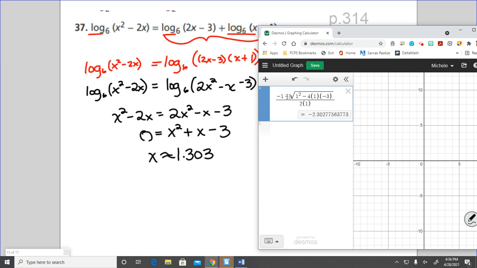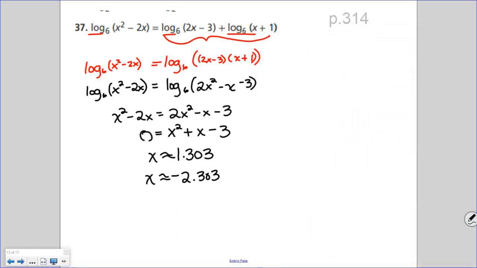And then remember, quadratic formula says x equals negative b plus or minus. Change that plus to a minus. Then x is approximately negative 2.303. And then I have to figure out, are either one of these extraneous?